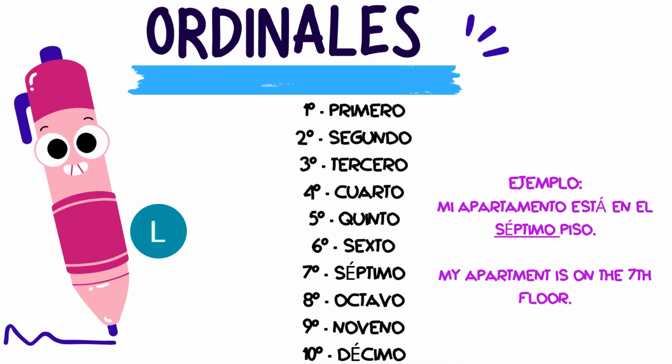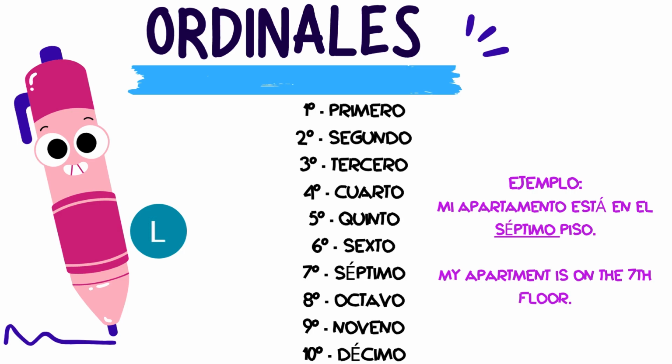Okay, our last part of the video. Let's take a look at los números ordinales. First, second, third, so on and so forth. En español, primero. That means first. Segundo, tercero, cuarto, quinto, sexto, séptimo, octavo, noveno, décimo.